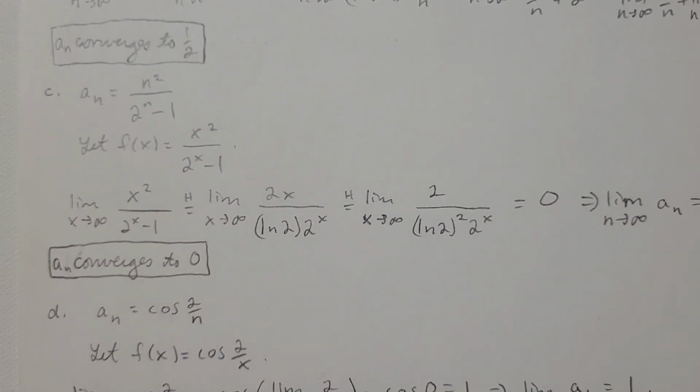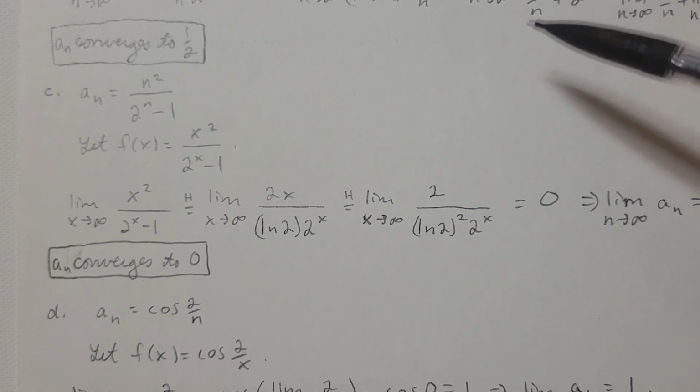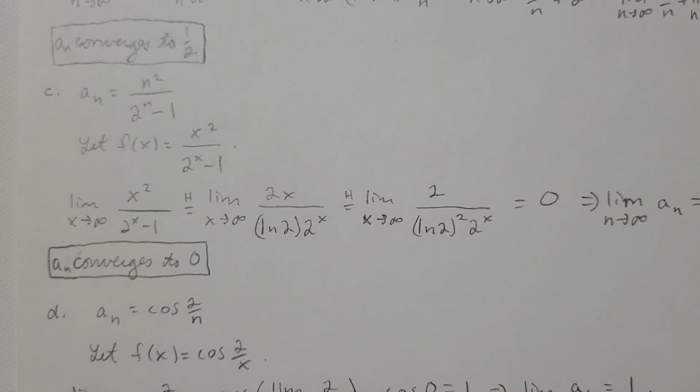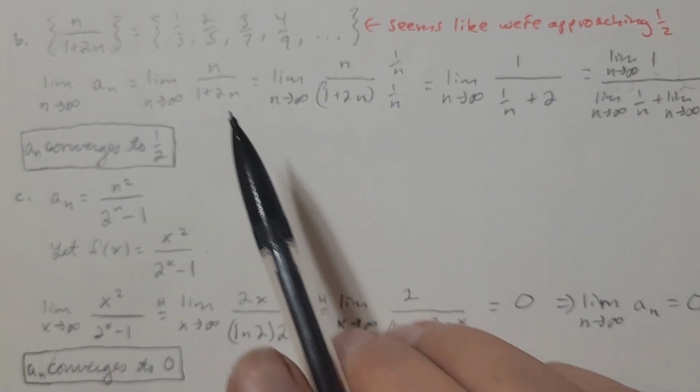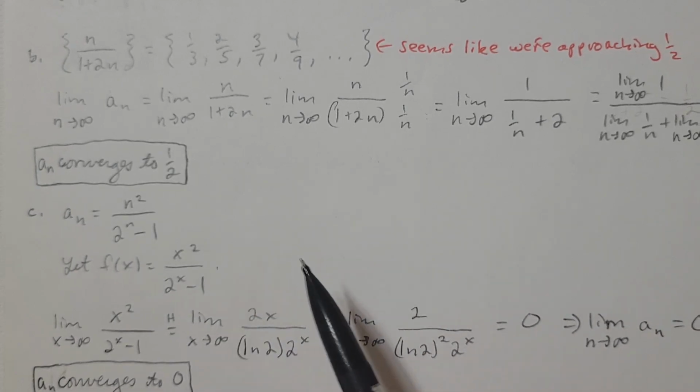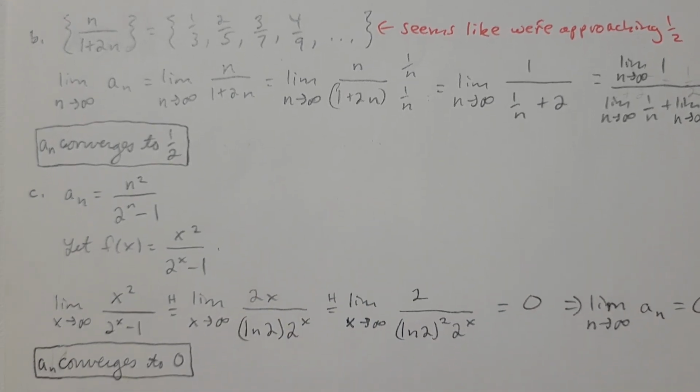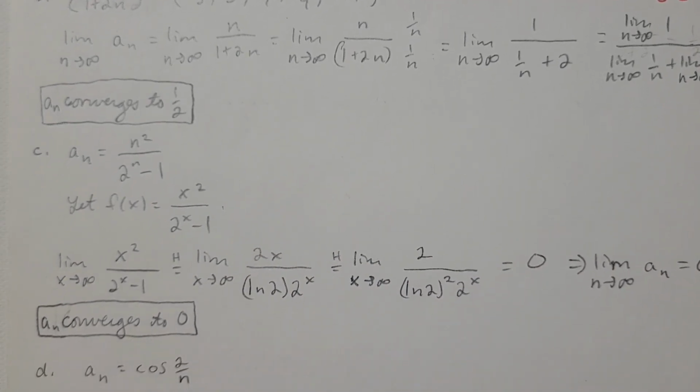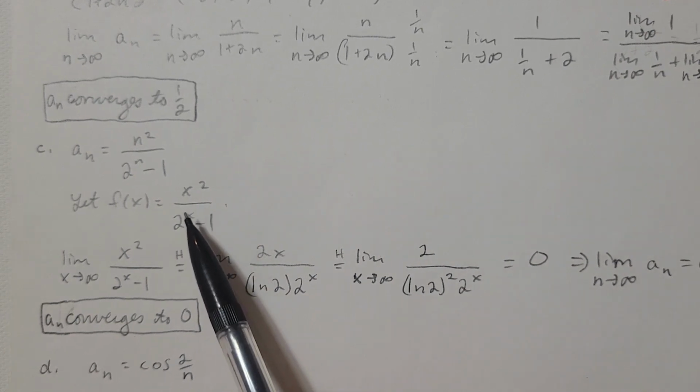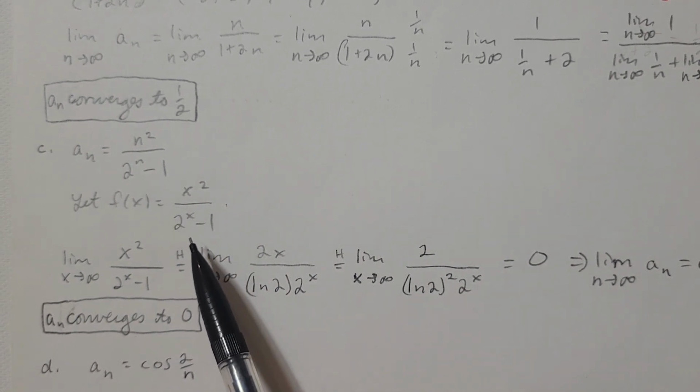In part C, we got a sub n equals n squared divided by 2 to the n minus 1. Okay. Let's see. So I'm using function notation here. I could list out a couple of terms just to have an idea maybe of where it goes to. But ultimately, all these problems are going to be found by doing a limit calculation. Okay. So let's let f of x be x squared divided by 2 to the x minus 1.